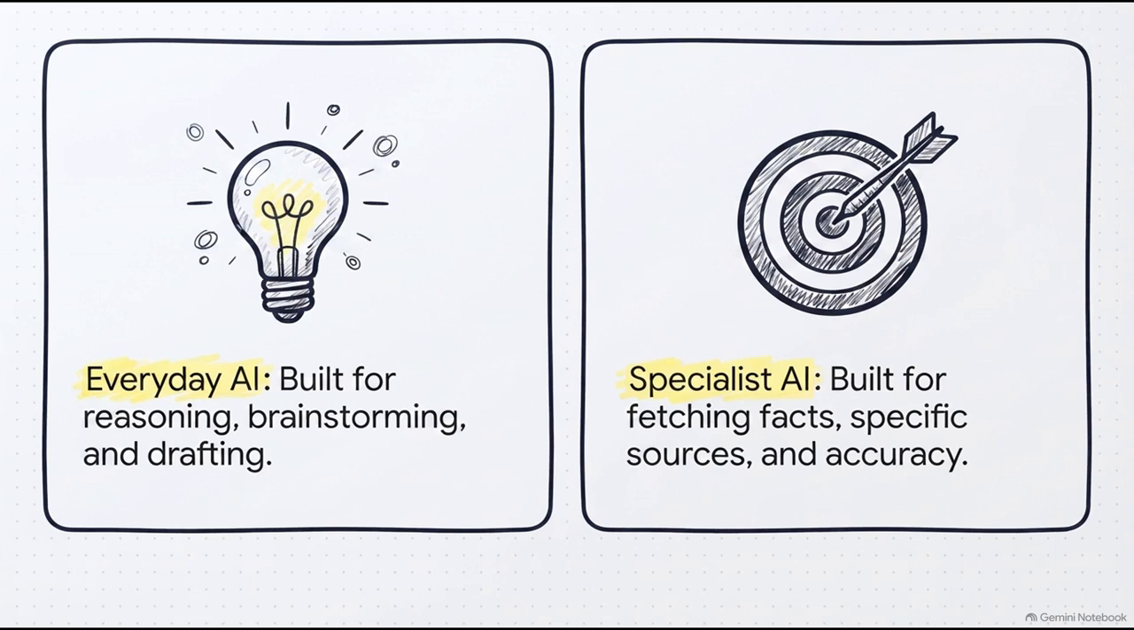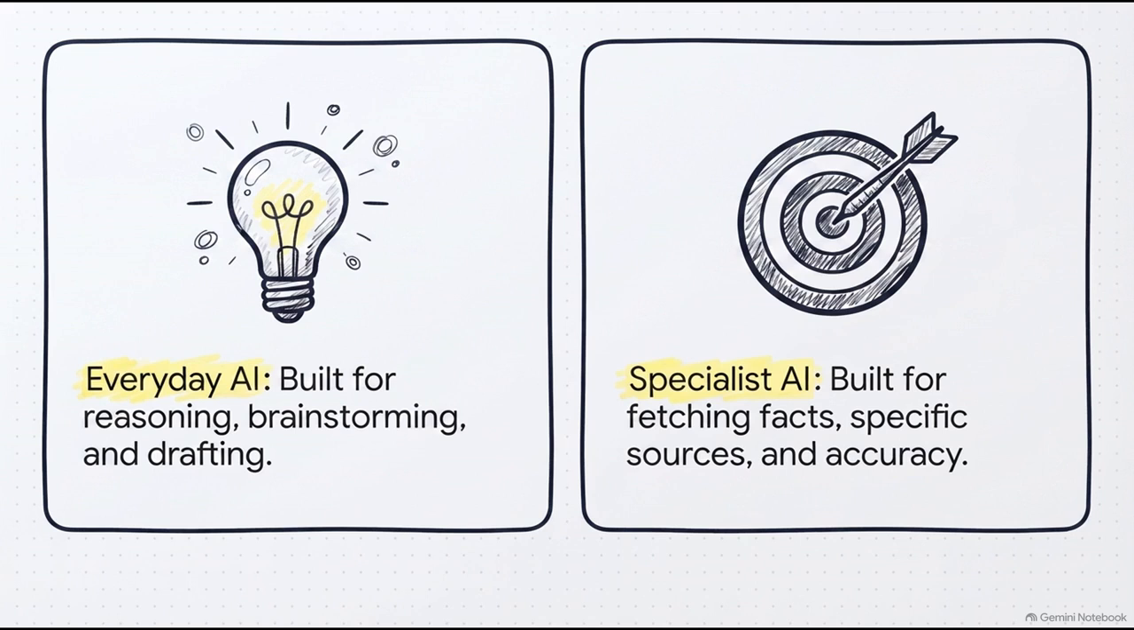Before you pick a tool, you really have to understand the two main camps they fall into. You've got everyday AI, which is built to help you brainstorm and think creatively. But then you have specialist AI, and you use that when you need stone-cold facts, fast, without any hallucinations. And by the way, hallucination is just a fancy tech term for when an AI confidently just makes stuff up.